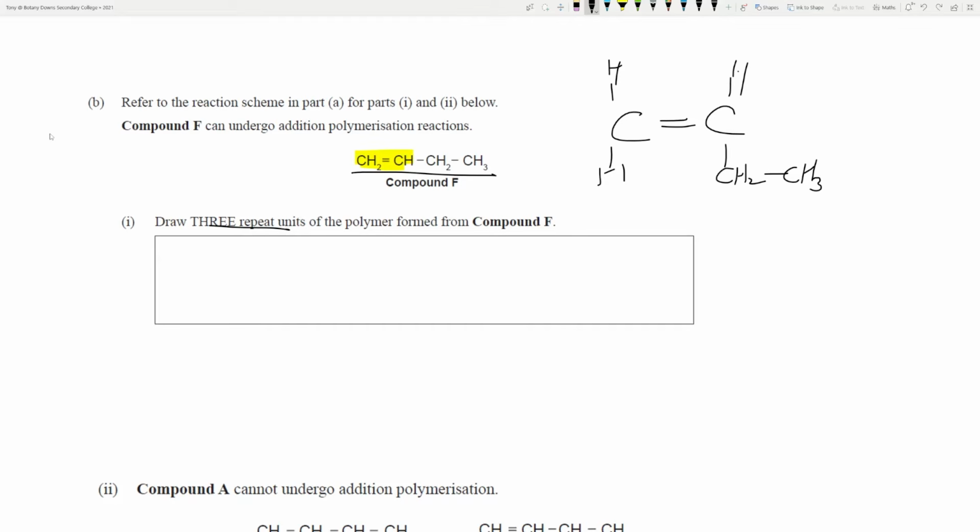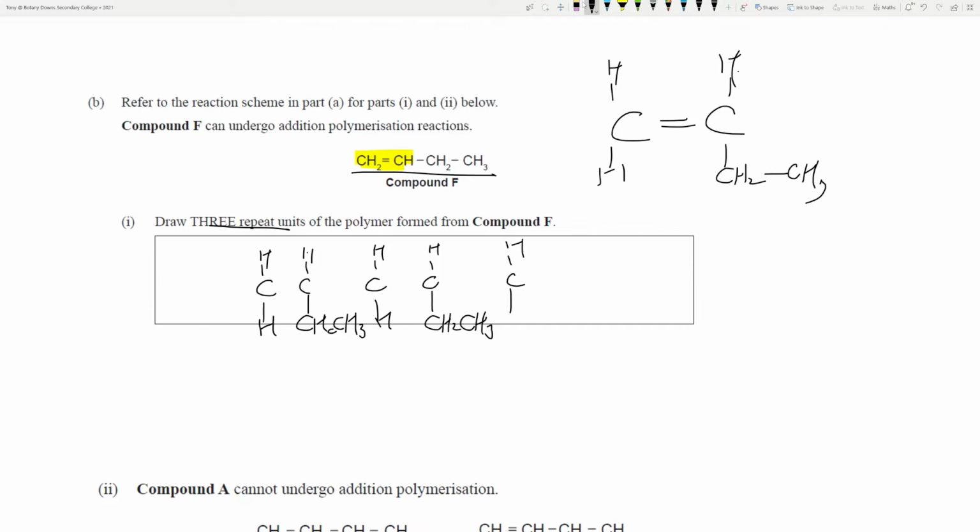Looks really ugly. Come back, CH2, CH3. And when you do 3 repeating units, just draw 3 of them side by side. Note that I didn't connect the double bond, because I'm going to get rid of that in a sec. It's just literally a copy and pasting activity.